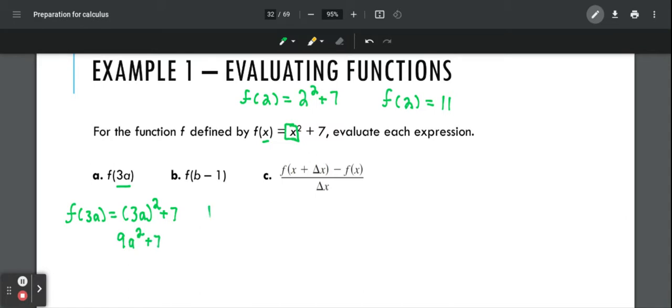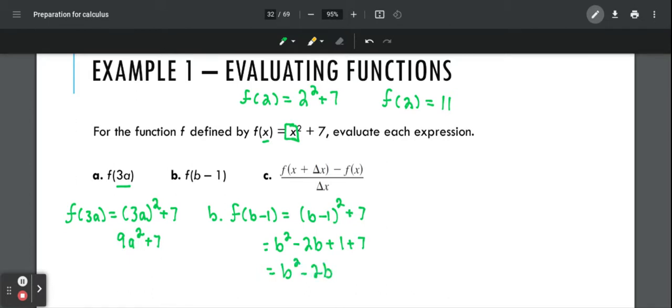For part B, f of b minus 1, we would substitute in b minus 1. So we would say b minus 1 squared plus 7. When we FOIL that out, we get b squared minus 2b plus 1 plus 7. So we would get b squared minus 2b plus 8. And then part C, it gets even more complicated. So we have a couple things happening.